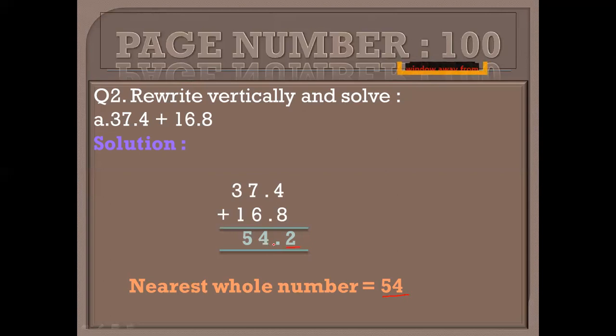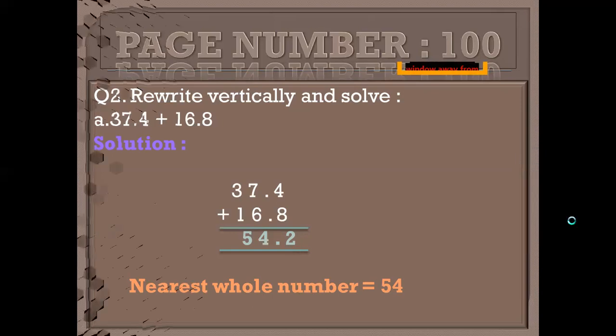The part before the decimal is called the whole number, and the part after the decimal is called the fractional part. Always remember, because when we remove the decimal we put 10 or 100 in the denominator. That's why the portion after the decimal is called the fractional part and the part before the decimal is called the whole number. So the nearest whole number is 54 and this is our required answer.